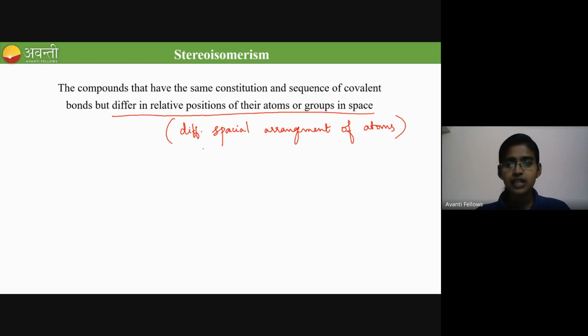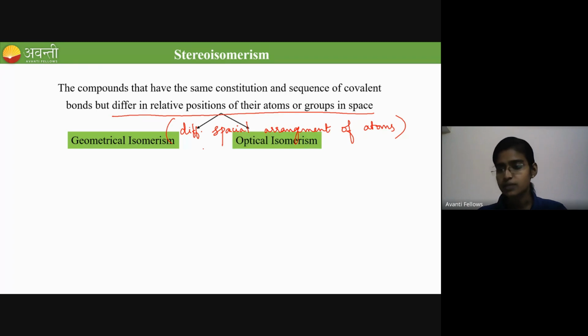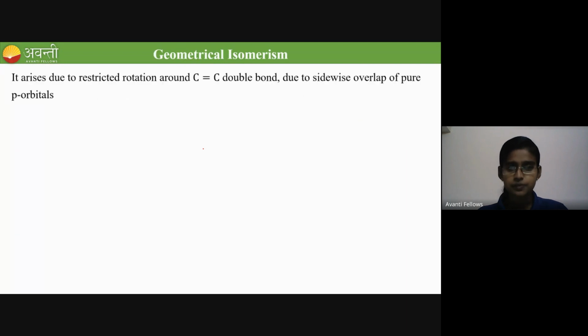Now under stereoisomerism, I have told you there are 2 types. One is geometrical isomerism and the other is optical isomerism. Coming to geometrical isomerism, it arises due to the restricted rotation about the carbon-carbon double bond due to the sidewise overlap of pure p orbitals. We all know that the pi bond is formed by the sideways overlap of 2 p orbitals, right? What is the shape of the p orbital? You might have studied the shapes in chemical bonding as well as in structure of atom, the shapes of the orbitals.